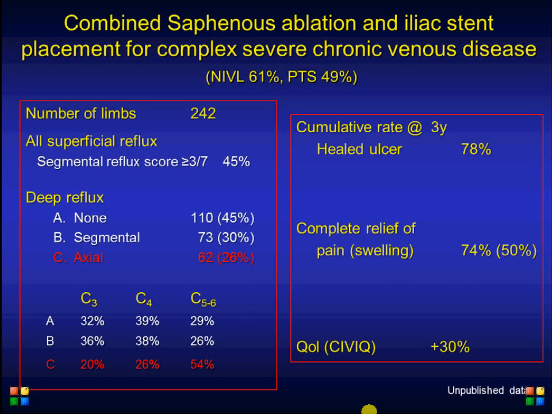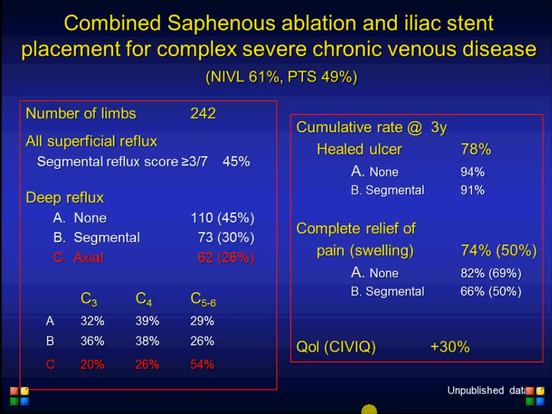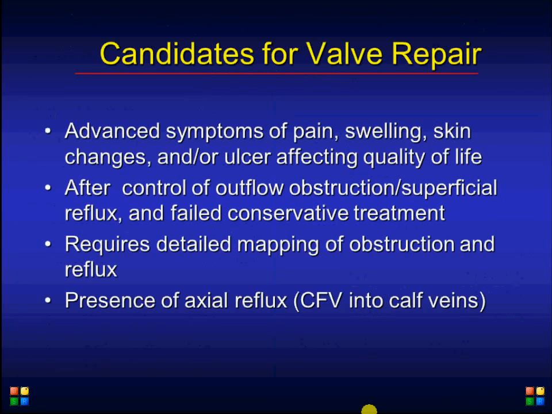When you go in and look at after 3 years, after stenting, and combining that with saphenous ablation, you find that you had an overall cumulative rate of ulcer healing of 78%. When you go down and look at those patient groups with no deep reflux or segmental reflux, you had a very high rate of ulcer-free period. On the other hand, those that had an axial reflux had a lower cumulative healing rate. And that is the group that are candidates for valve repair. And as you can see, and we will hear later on, these are the indications. You have to clean up the system, they have to have severe problems, and they have to have recalcitrant ulcers that have been treated appropriately with conservative therapy. And we treat patients with axial reflux, those we are considering for valve repair.